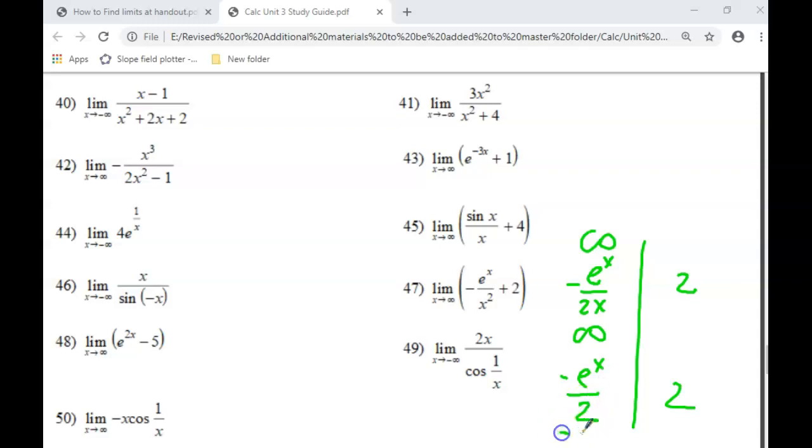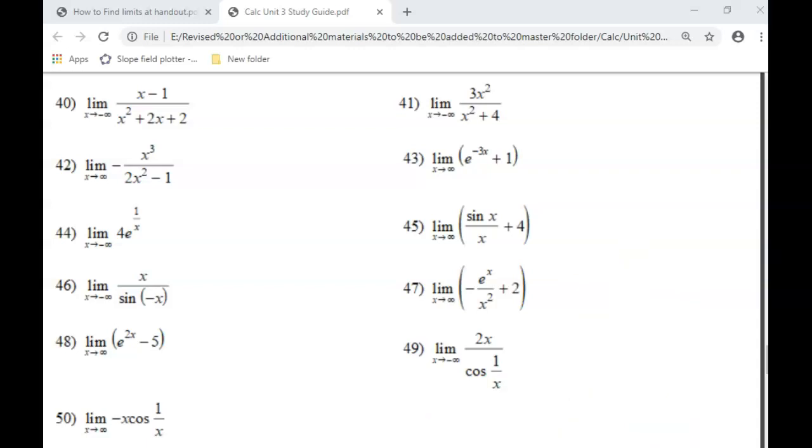Plugging infinity in, you get negative infinity over 2. All right, so now we're getting somewhere. So I've got negative infinity divided by 2. That's negative infinity, but don't forget about this plus 2 over here. Negative infinity plus 2 is just going to be negative infinity, because no matter how much you add to negative infinity, unless it's infinity, you're going to get negative infinity again. So the answer is negative infinity.